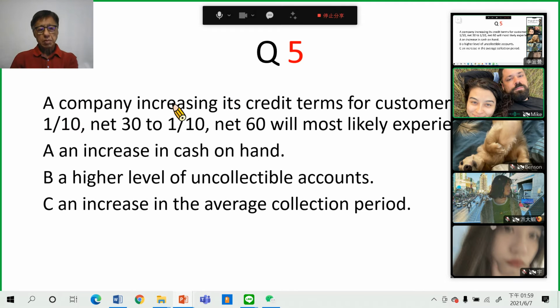When we move to the next slide, we have another assignment, question 5: a company increasing its credit terms for customers from 1/10 net 30 to 1/10 net 60 will most likely experience A, an increase in cash on hand, B, a higher level of uncollectible accounts, or C, an increase in the average collection period. Is there anybody who would like to answer this question? Or you can assign this question to anybody you want.